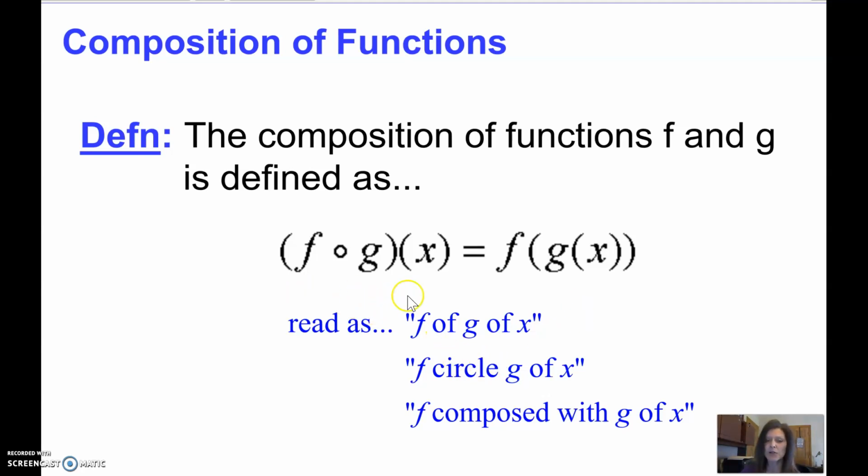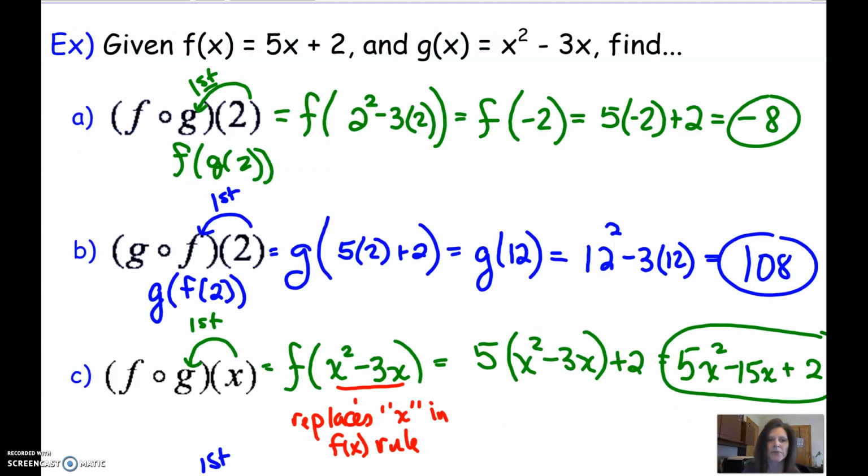So again, this notation is read f of g of x. Some countries, some people will say f circle g of x. And if you want to be very formal, you can say f composed with g of x. I think if we do an example or two, that'll help you wrap your mind around it.